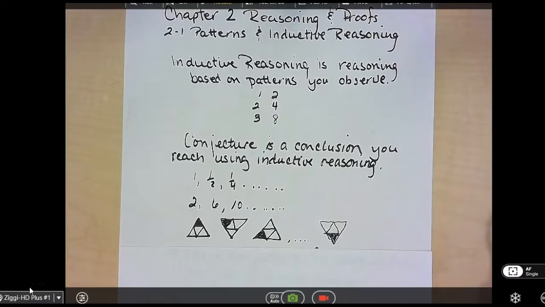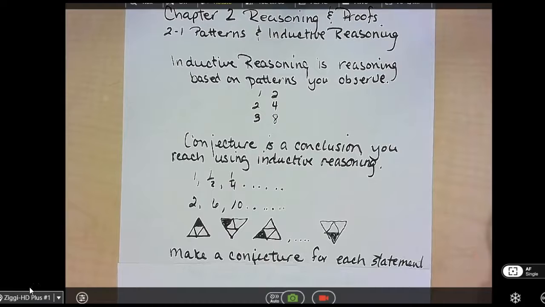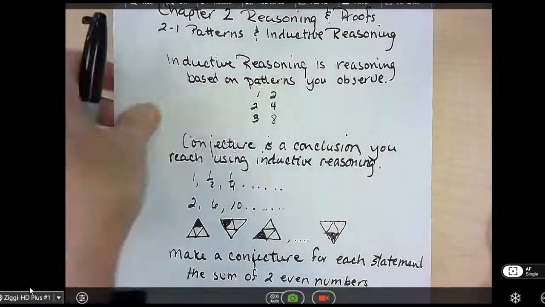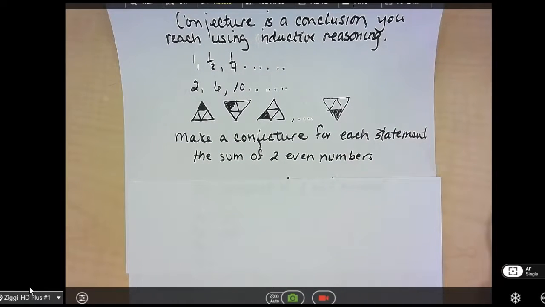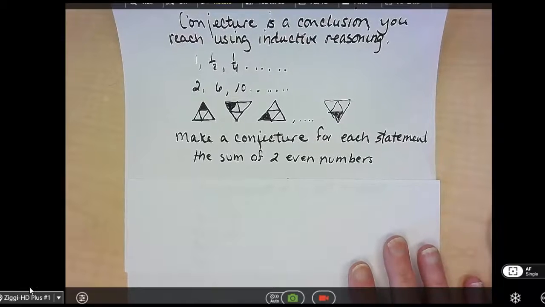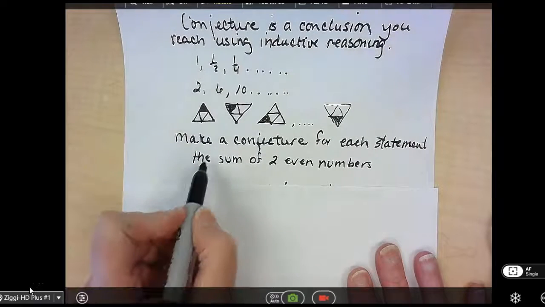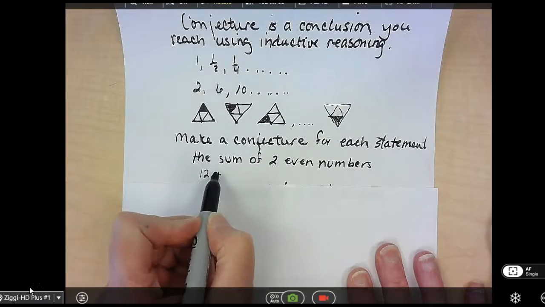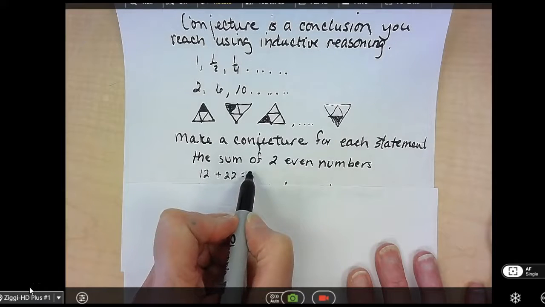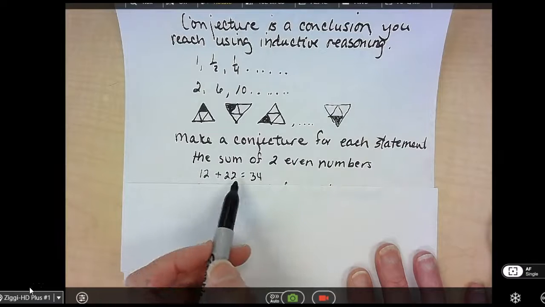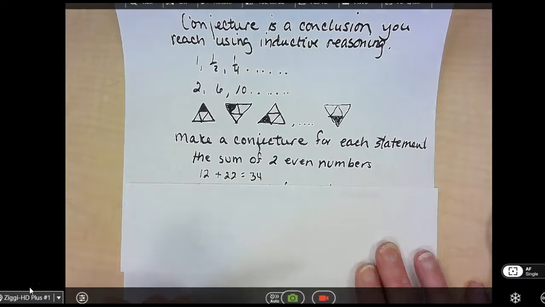Some of them go through and it's presidents' names. Make a conjecture for each statement. Sometimes it's words, like the sum of 2 even numbers. So if you think of the 2 even numbers, sum means you're adding them. So let's take 12 plus 22. That gives me 34. So 2 even numbers added together was even.